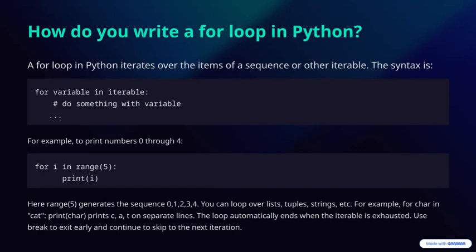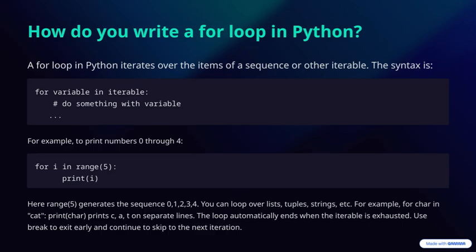In this slide, we see that range(5) generates a sequence of numbers starting from 0 up to, but not including, 5. So 0, 1, 2, 3, and 4. This is a common way to create simple loops in Python when you need to repeat an action a specific number of times. But Python's for loops are not limited to just numbers. You can loop over lists, tuples, strings, and any other iterable object.